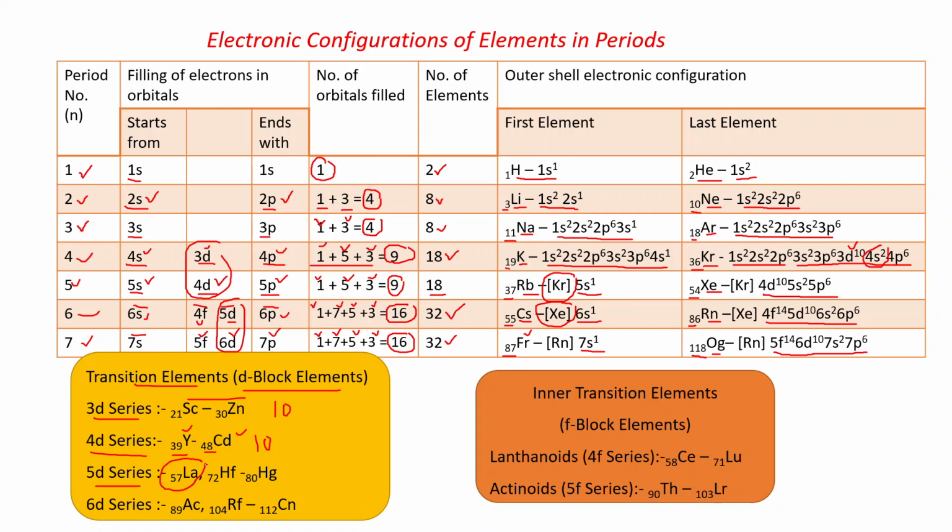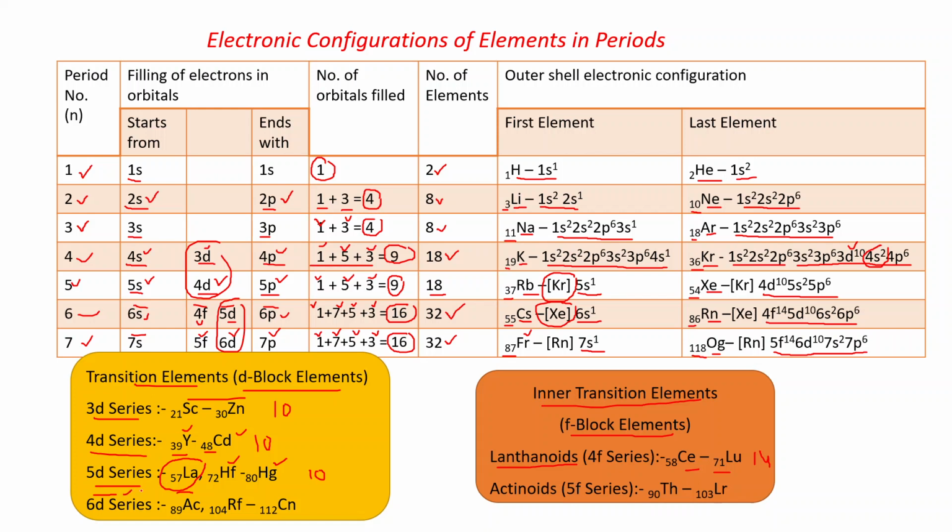And after lanthanum, there are 14 elements which belong to the inner transition elements, also known as the f block elements. These are lanthanoids because they come after lanthanum. These 14 elements are cerium, atomic number 58, to lutetium, atomic number 71. Then in the 5d series, after the lanthanoids, after atomic number 71, again there are 9 elements from hafnium to mercury, atomic number 72 to 80, which belong to the 5d series. Again, the total number of elements in the 5d series is 10.